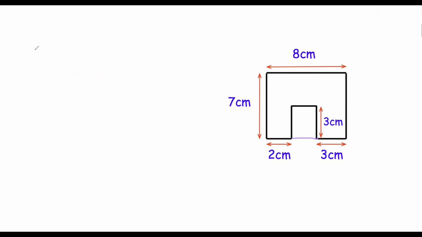out the full shape. I'm going to call this FS for full shape. Now the full shape is going to be the 8 along the top, multiplied by this 7, and that gives us the full shape. So 8 times by 7 is 56 centimeters squared. But then, if I work out this little section here and then take it away, that might work as well. So let's see if that actually works.